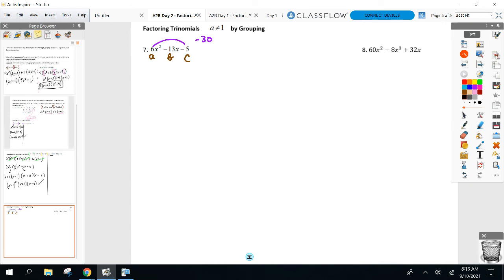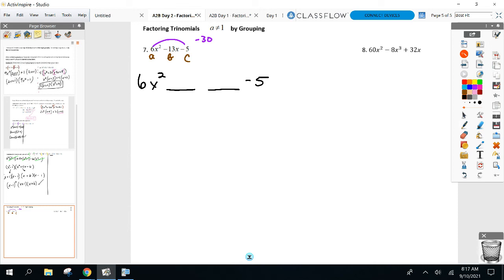Ready? Now you're going to change these 3 terms, keep everything the same, 6x squared. But now that negative 13x, you're going to split off into 2 terms, and we'll figure out what to fill in a second. Minus 5. So we're taking the middle term, splitting it into 2 terms.